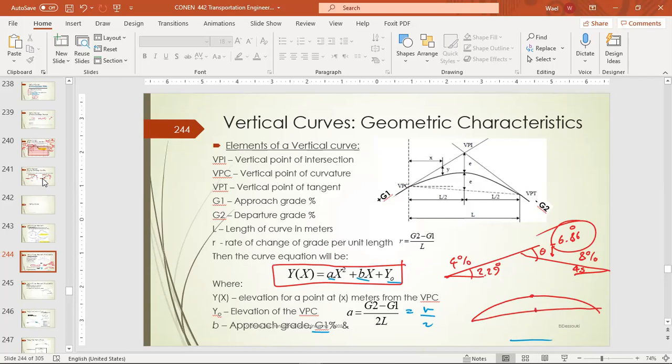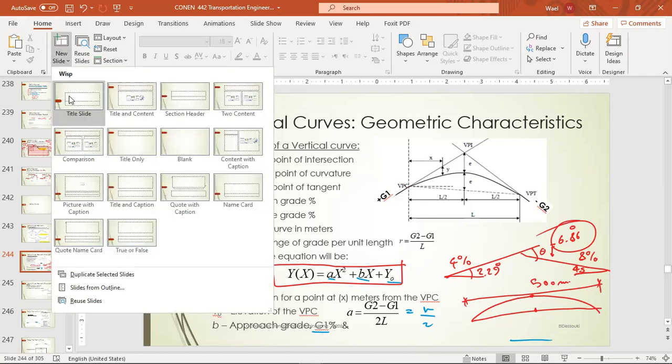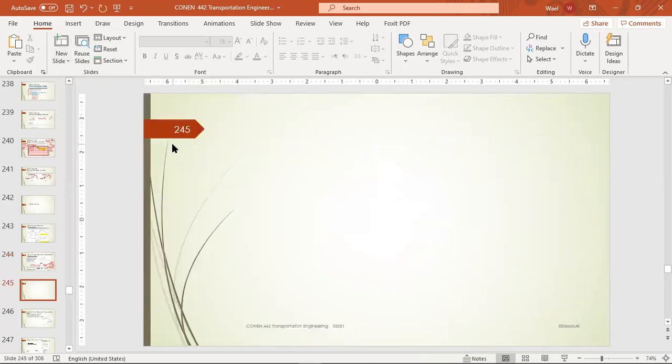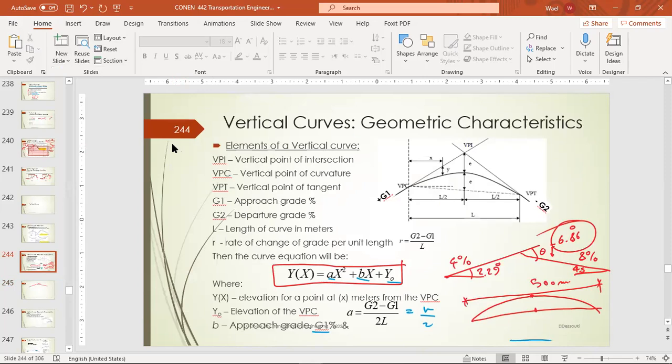For example, if we have a vertical curve that has a length of 500 meters, what's going to be the radius? The radius will be, let me just move this to a second page, because some of you usually get confused with this issue. It was 6.86.